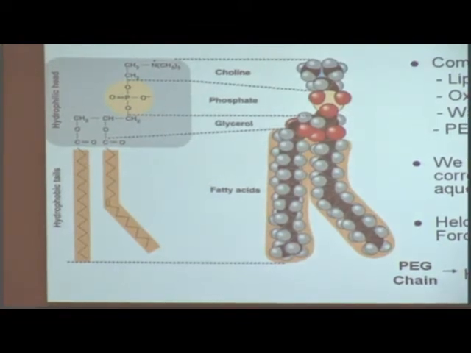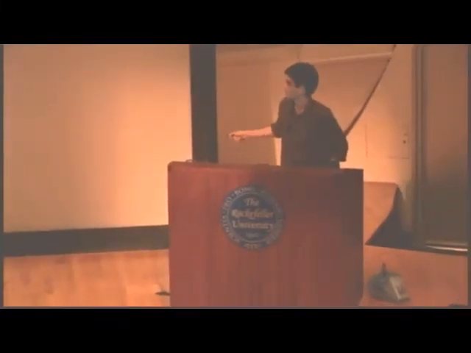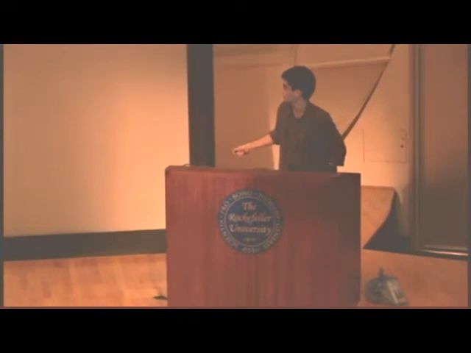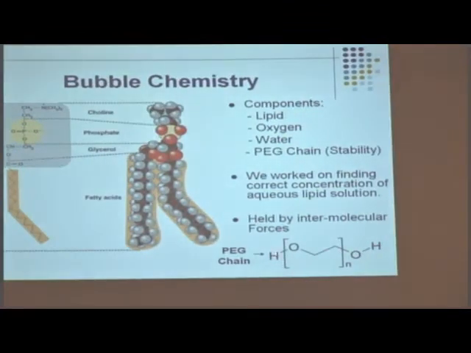I'm going to show you later in the next slide how the actual bubble compiles together, but that's the main part, the liquid right here. The PEG chain is basically the carbon part right here. The chemical formula is this, and this part just repeats a lot. The PEG chain will go on top of that and stick out.